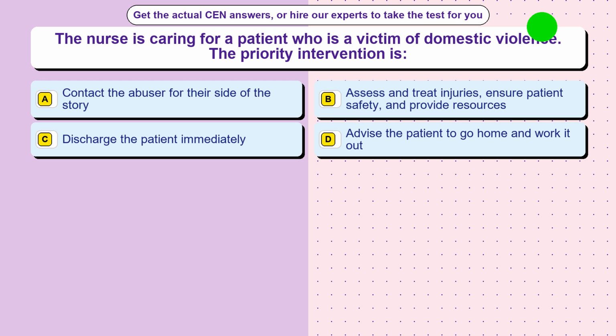Question 40. The nurse is caring for a patient who is a victim of domestic violence. The priority intervention is Option A, contact the abuser for their side of the story. Option B, assess and treat injuries, ensure patient safety, and provide resources. Option C, discharge the patient immediately. Option D, advise the patient to go home and work it out.